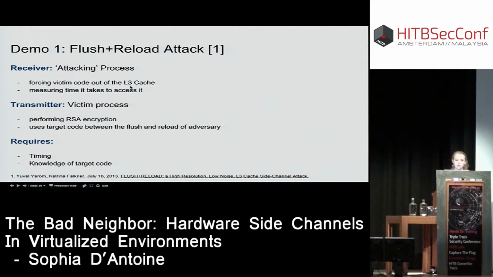What you're doing is the receiver is forcing specific code out of the L3 cache and measuring later after it waits a little bit. The transmitter is performing some RSA encryption in between that forced eviction and the measurement the receiver is taking. Based on what the transmitter, or the victim, is doing with RSA encryption, the receiver knows that a new value was put into the L3 cache, so it took a lot quicker to receive it back, or not. Now, this attack did require knowledge of the target code, so the receiver had to know what sort of code it was looking for before it evicted it and measured access again from the L3 cache.